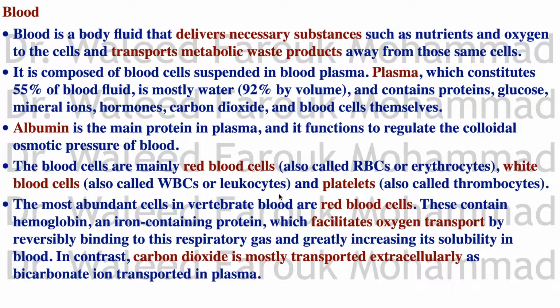The most abundant of these are the red blood cells. They are concerned in oxygen transport by reversibly binding to the gas and greatly increasing its solubility in blood. But in the case of carbon dioxide, it is transported mainly through the extracellular path as bicarbonate ion transported in plasma.